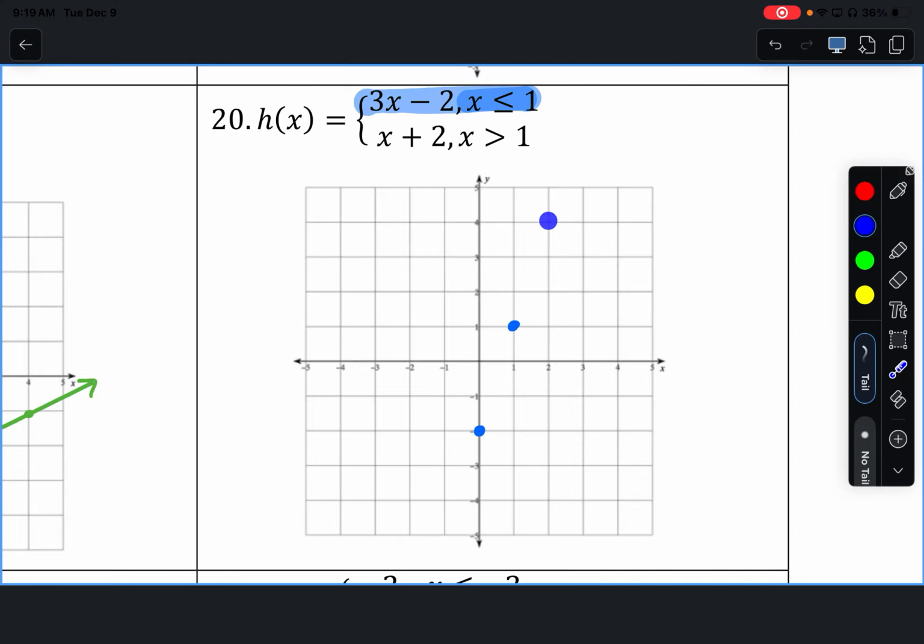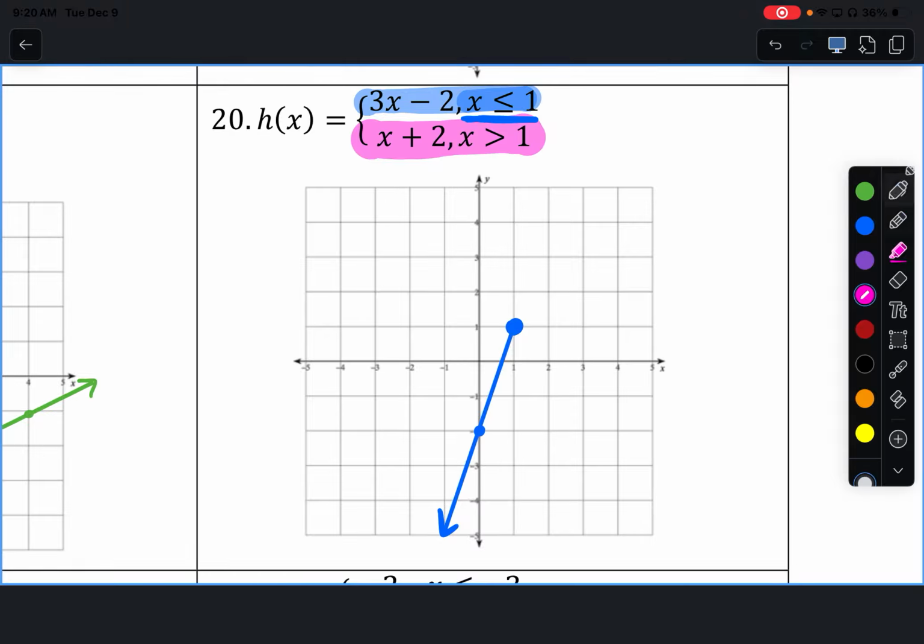Would it make sense for me to put a bunch of points going this way? Not really, right? Because since it is less than, it goes to the left. Okay? And at 1, is it going to be an open or closed circle? Closed. Okay, now we're good to look at the second equation.